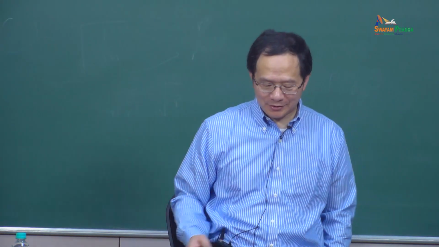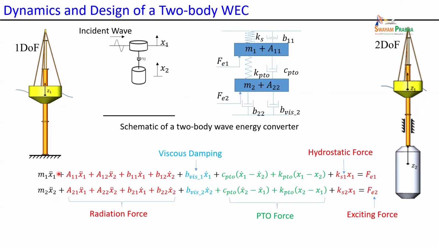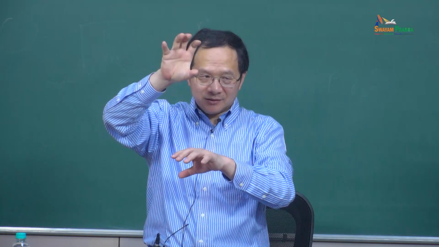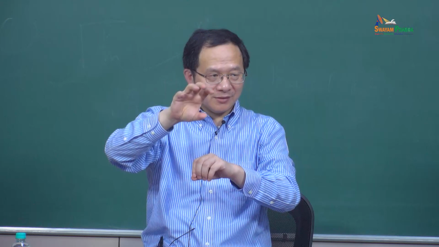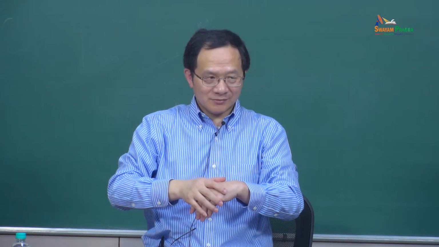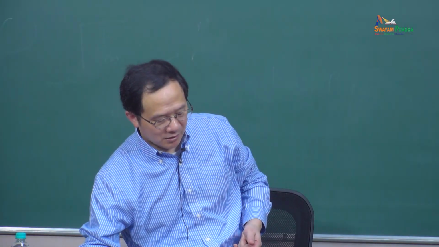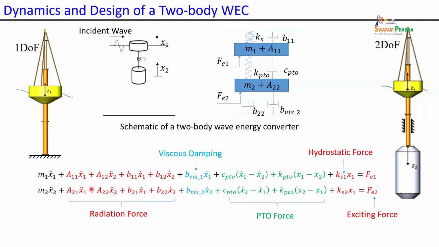When you write the equation, you have added mass 1 and added mass 2. Then A12 is the second mass's motion creating a force on the first mass. The coupling term, what does it mean? The buoy is moving, and the water surrounding the submerged body is also moving, creating a force on this system. Similarly, you have A21: the other mass is moving and creates a force on the coupled system.